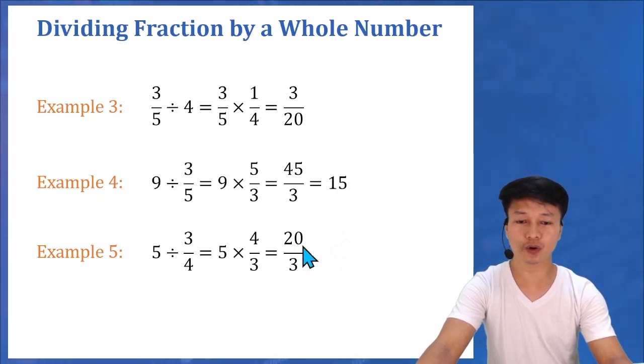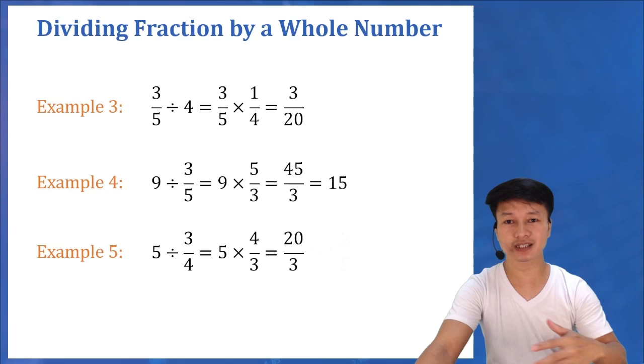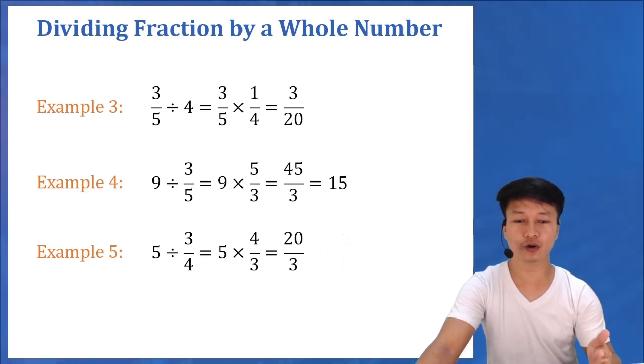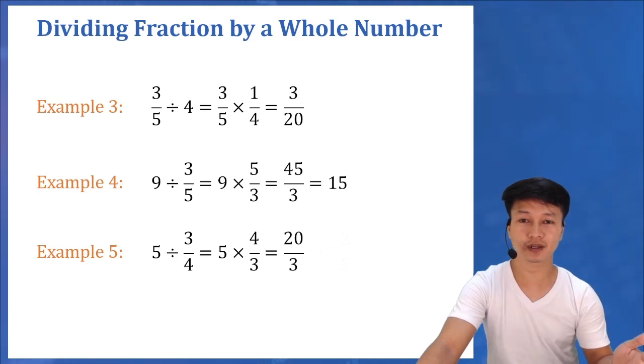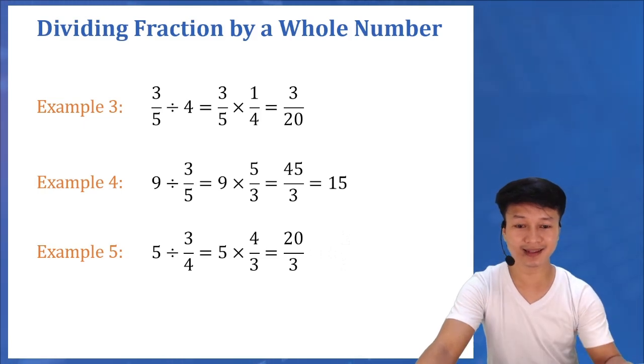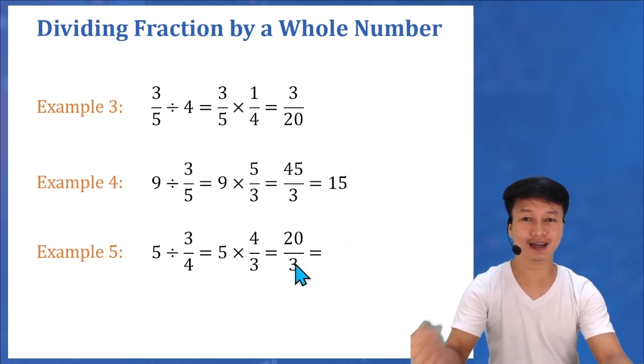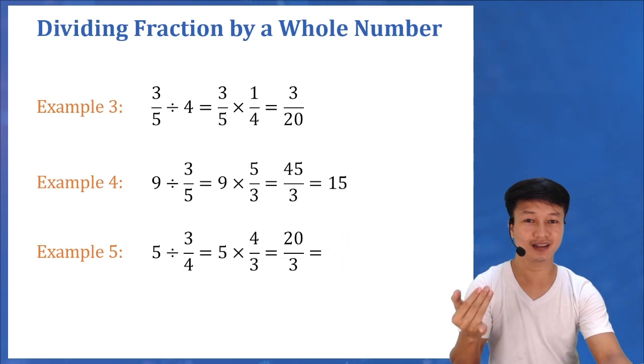But that 20 over 3 is an improper fraction. Although it is optional to convert improper fractions into a mixed number, so that your skills will be enhanced, we are going to convert 20 over 3 into a mixed number. By asking yourself, ilang 3 meron sa 20? Of course, magbibilang ka. So we have 3, 6, 9, 12, 15, 18, 21.